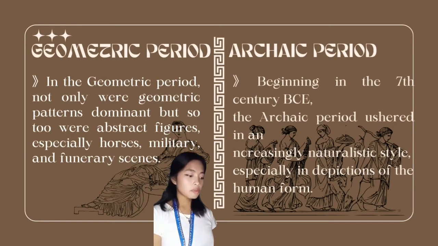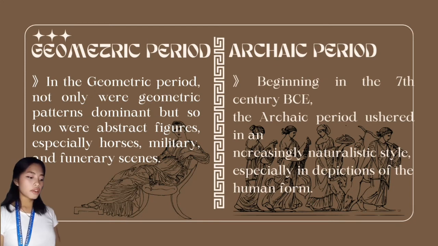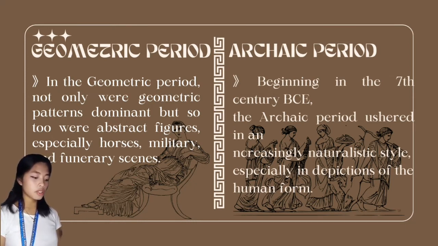In the geometric period, not only were geometric patterns dominant but so too were abstract figures, especially horses, military, and funerary scenes. Beginning in the 7th century BCE, the archaic period ushered in an increasingly naturalistic style, especially in the depiction of human form.